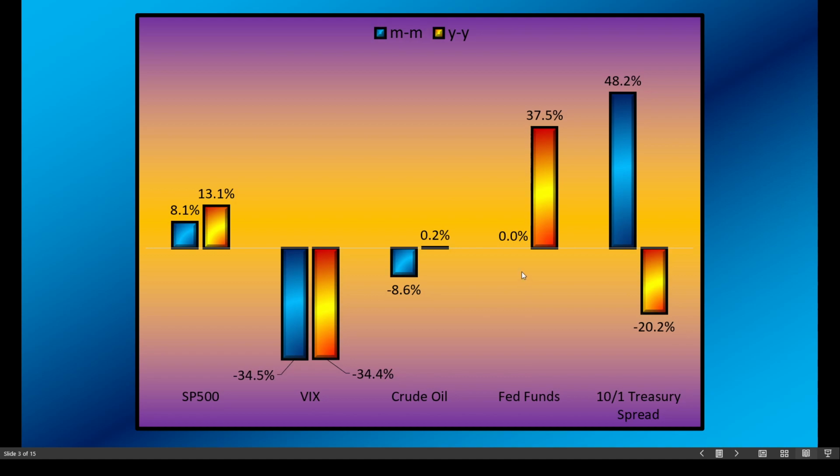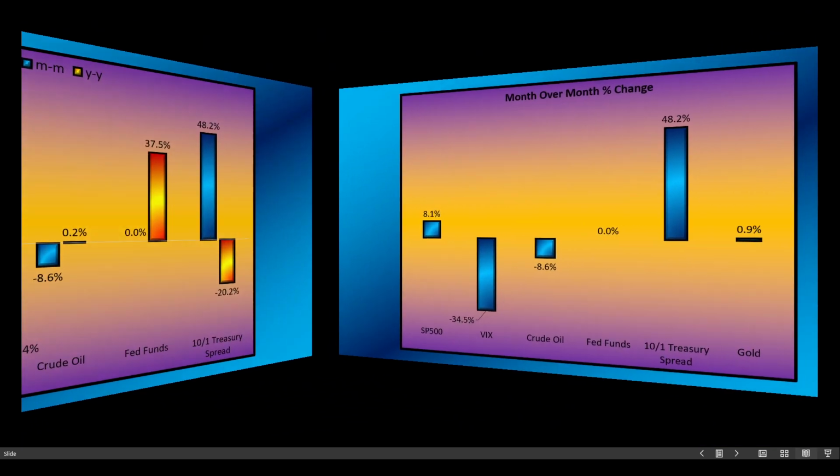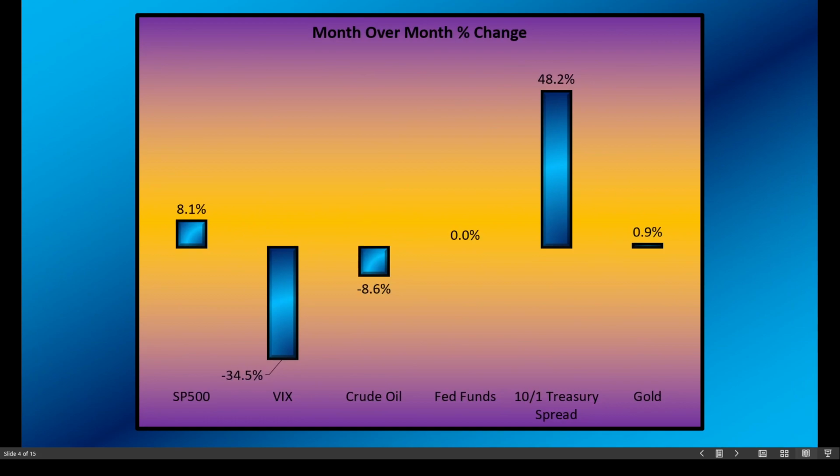The federal funds rate, now this is just the change in interest rates. Obviously, over the past month, they haven't changed. Over the past year, they're up 37.5%. And the 10-1 Treasury spread, which is the difference between the 10-year bond and the 1-year Treasury bond, on a monthly basis, that yield has increased by 48%. On a year over year, minus 20%. So we're going to see how the change in these different indices affects and maybe can forecast stock market trends.